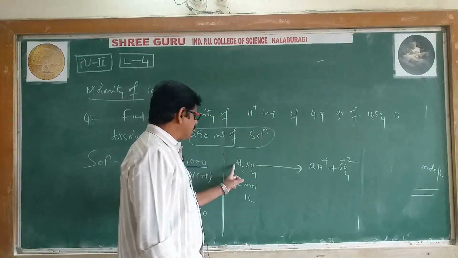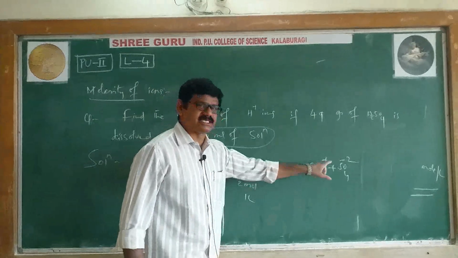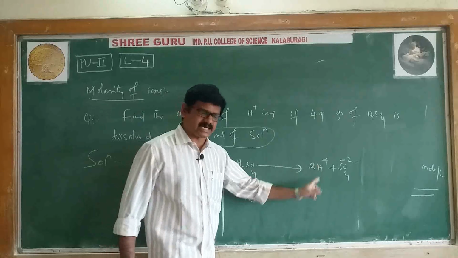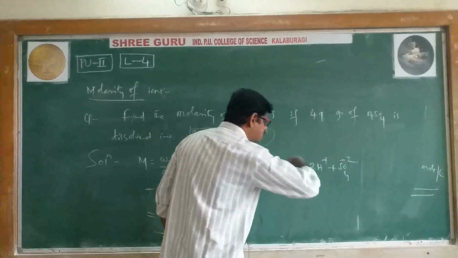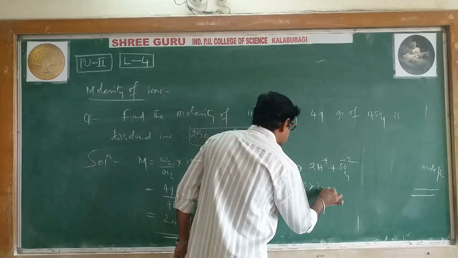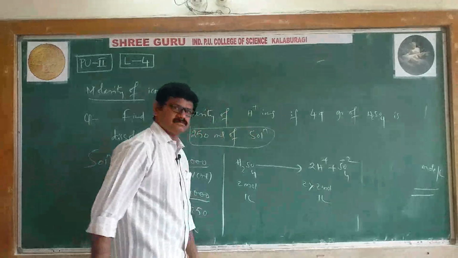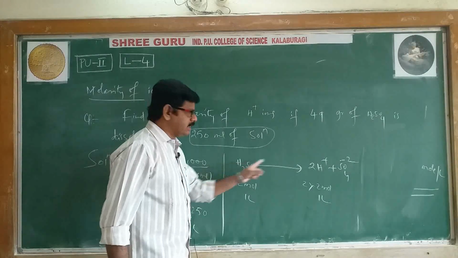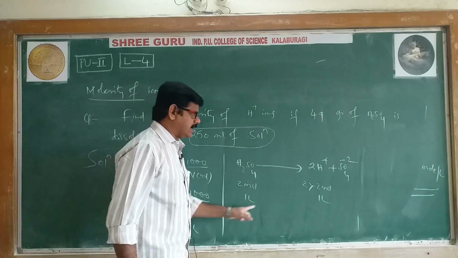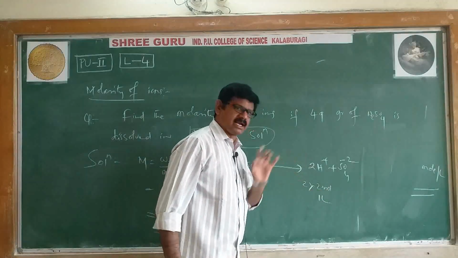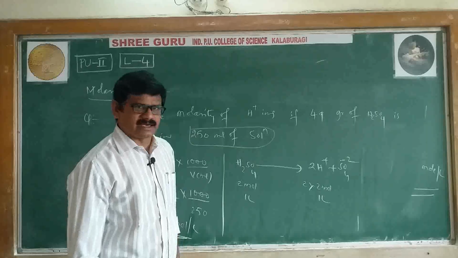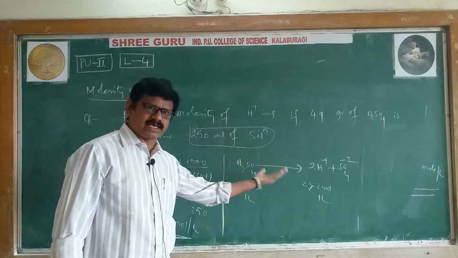The thing is, 1 mole of H2SO4 gives 2 moles of H plus ions. I'll repeat: 1 mole of H2SO4 gives 2 moles of H plus ions. Therefore, 2 into the same value, 2 into 2 mole per liter. Here is 1 mole, here are 2 moles; 1 mole per liter of acid, 2 into 2 mole per liter of H plus. And if you want, you can calculate sulfate molarity also. Of course, not asked, but we can calculate.